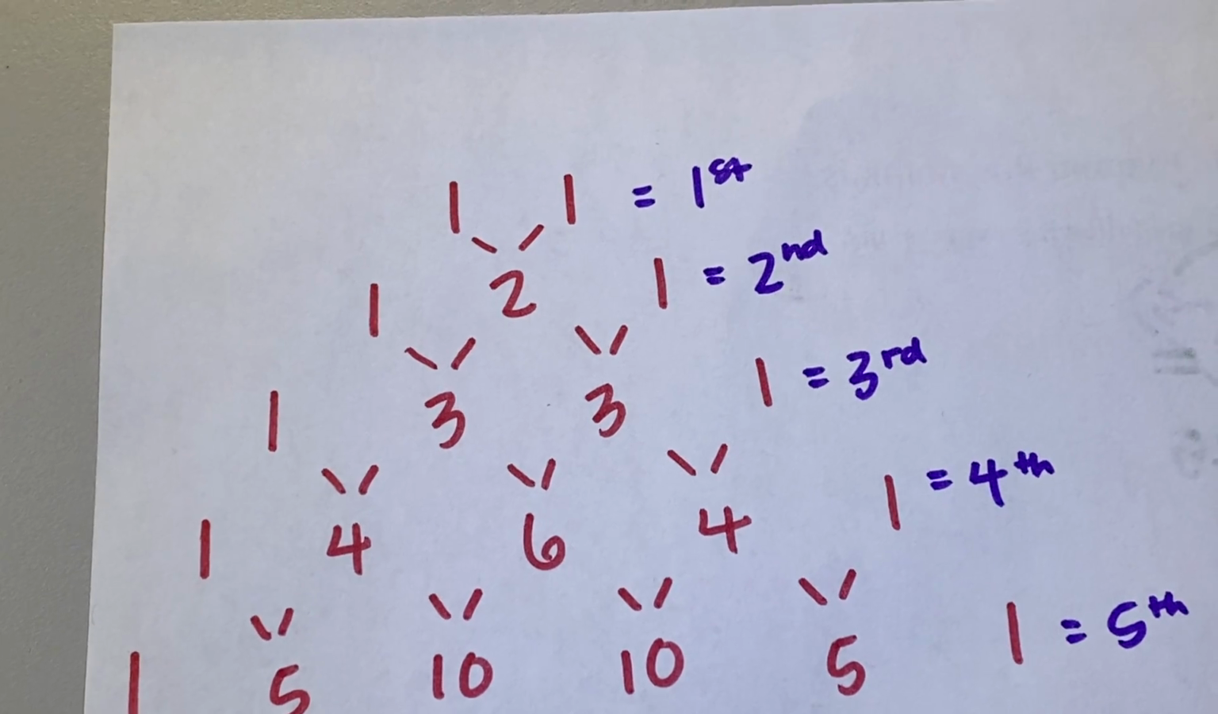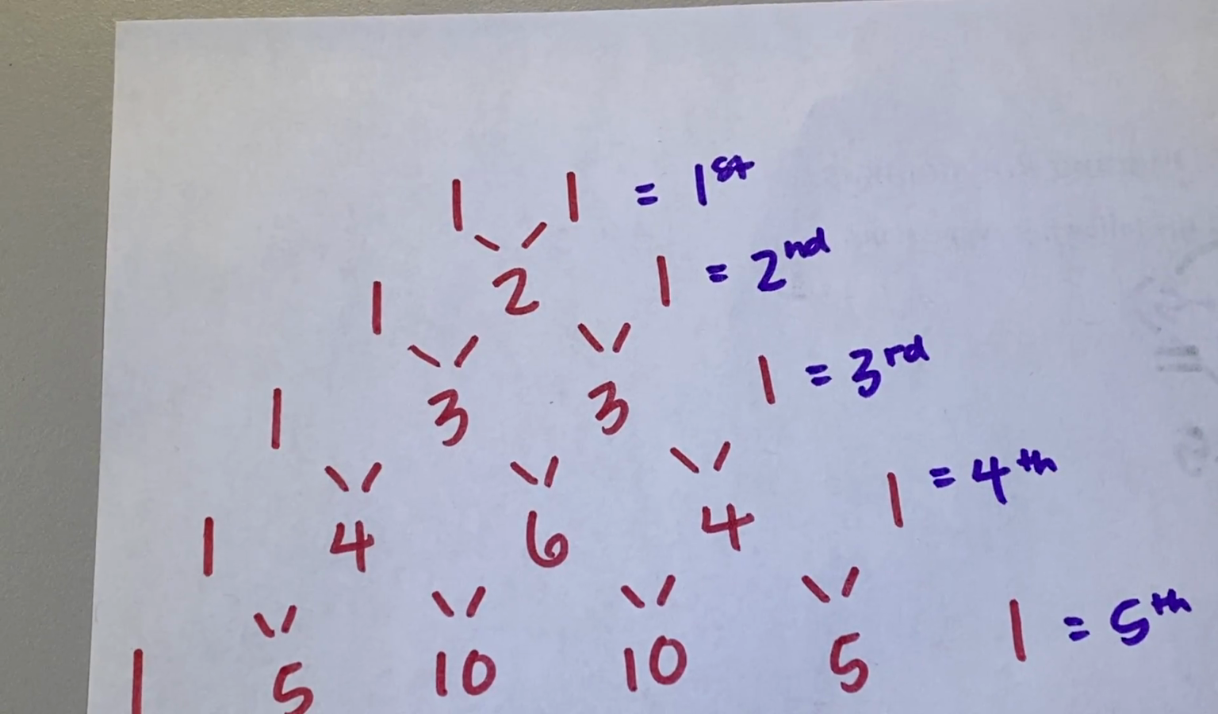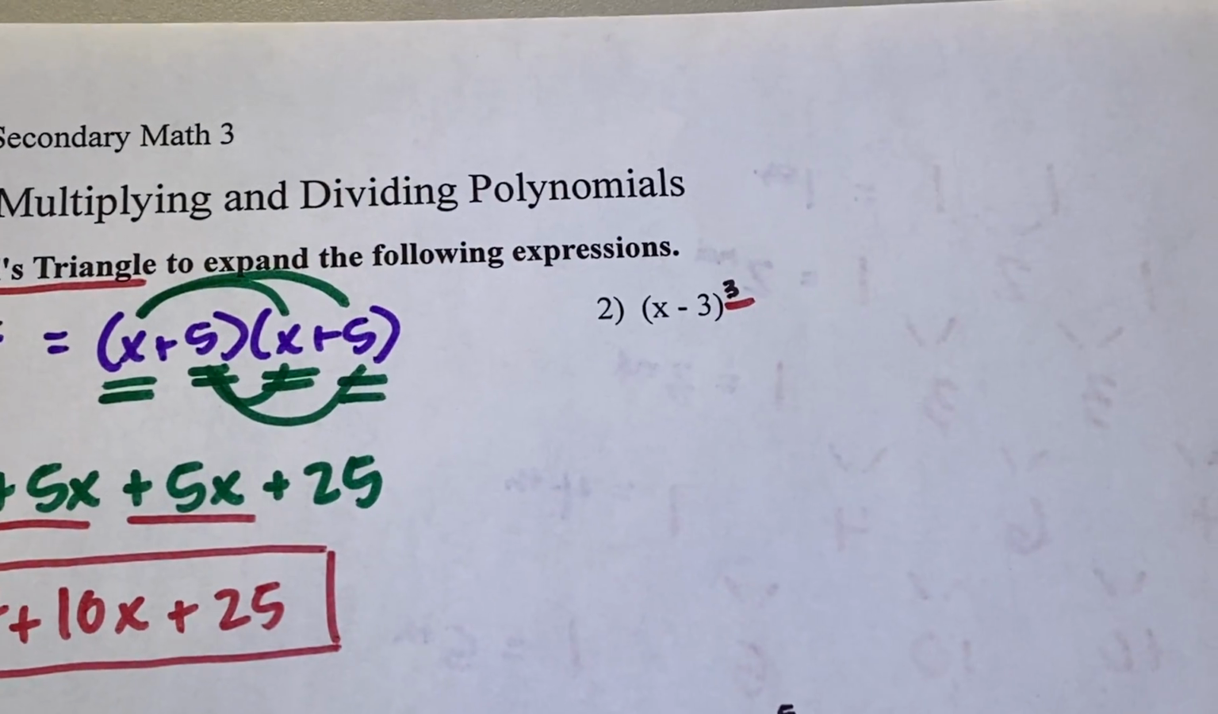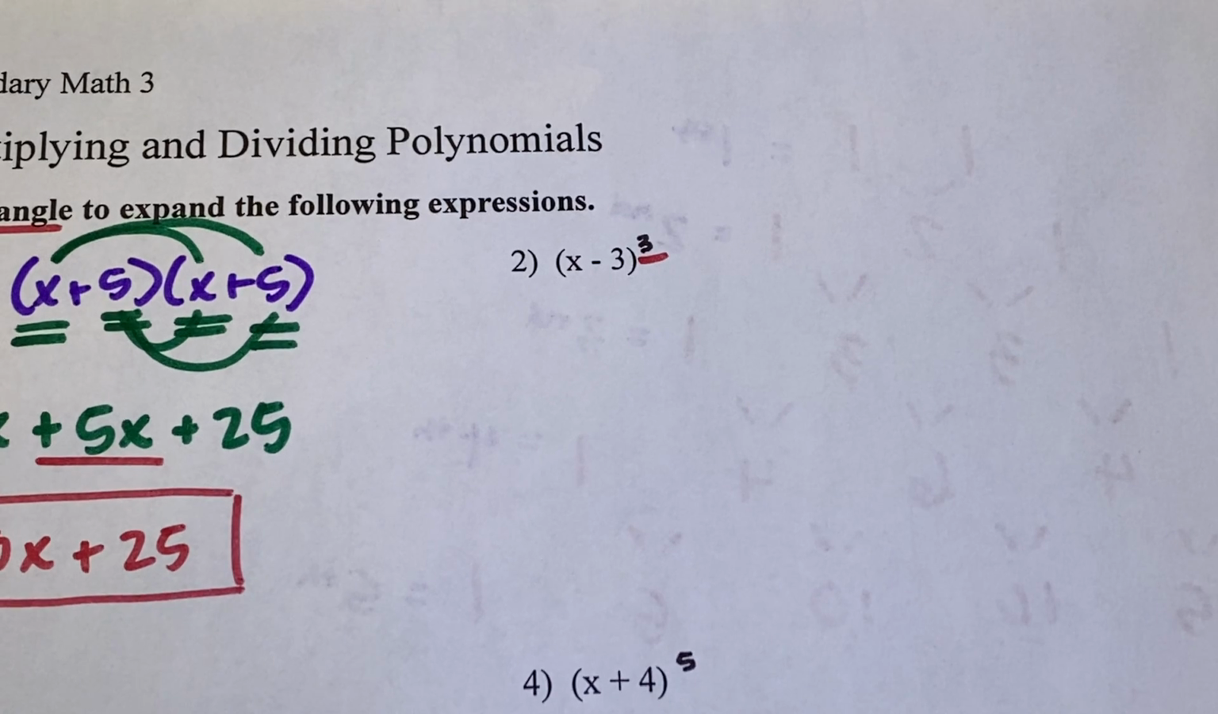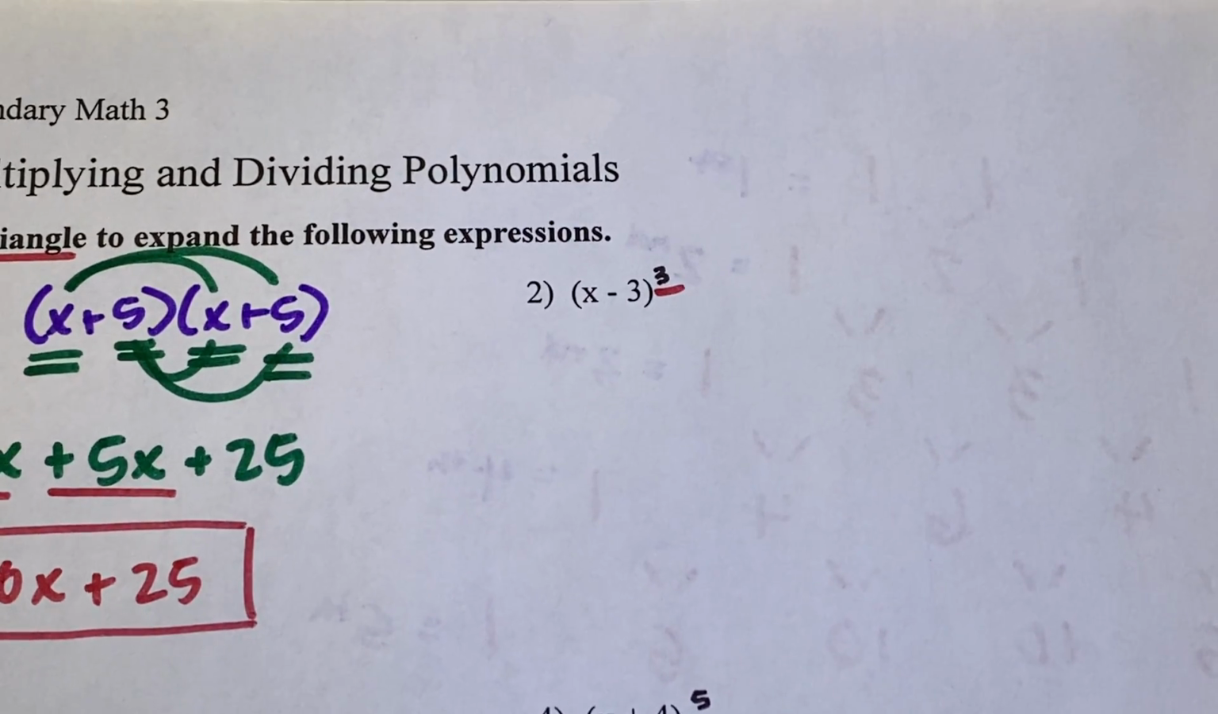Okay, so keep that triangle on the back of your paper. You're going to need it. Turn your paper back over. Looking at number 2. What power are we working with? Cubed. Okay, so let's go back to our cubed row.